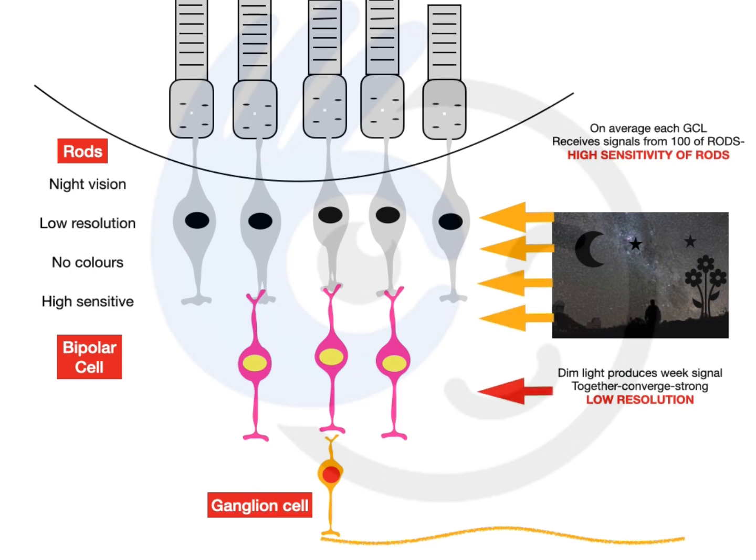But together it forms a strong signal. That's why in the dark you are able to identify a person, but you will not be able to identify sharp features. So overall, the rods will have high sensitivity, but the resolution will be low.